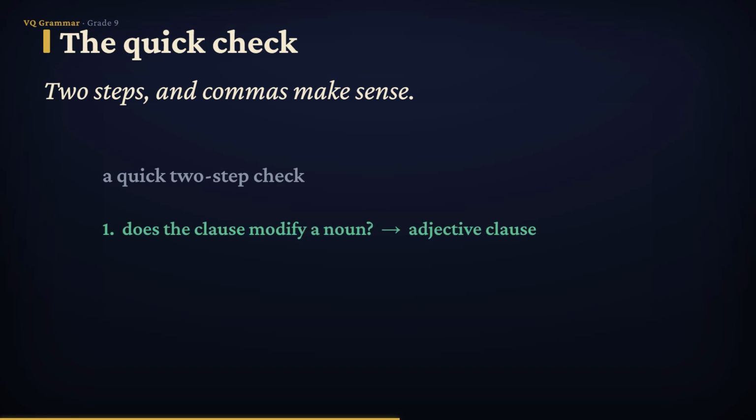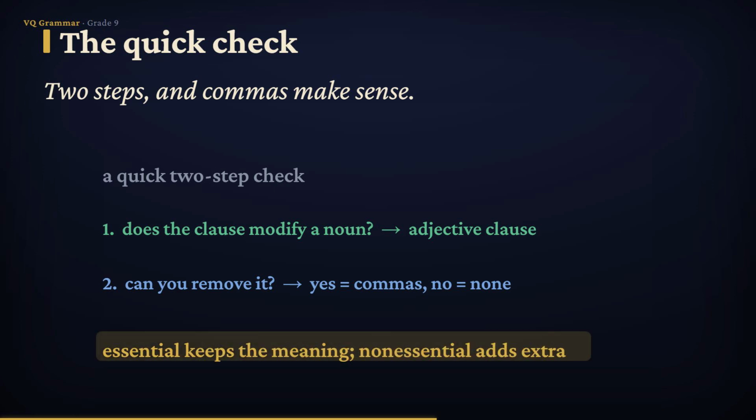Let's turn all of this into a quick two-step check. Step 1. Does the clause modify a noun or pronoun? If it does, you've found an adjective clause. Step 2. Can you remove it without wrecking the meaning? If you can, it's non-essential. Set it off with commas. If you can't, it's essential. No commas needed. Remember the difference this way. An essential clause keeps the meaning, while a non-essential clause simply adds extra. Master that, and commas will stop being a mystery.